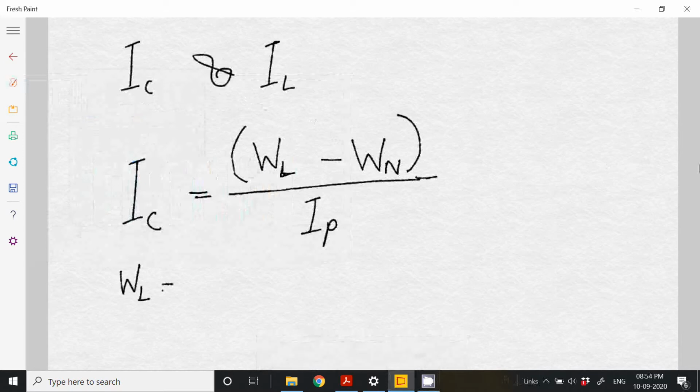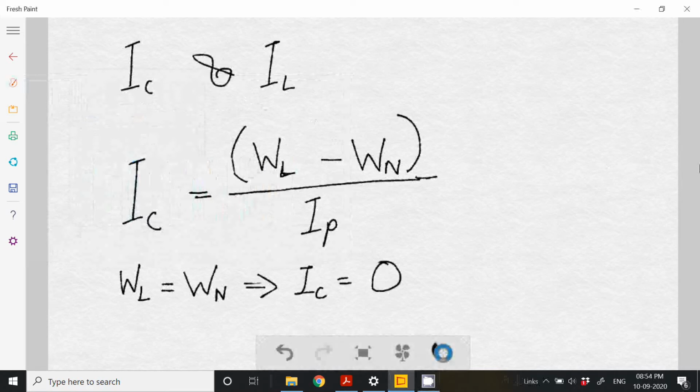So here, if the liquid limit is equal to natural moisture content, then consistency is equal to 0. Okay, and this is the first situation. Obviously, when liquid limit is equal to natural moisture content, IC will become 0.